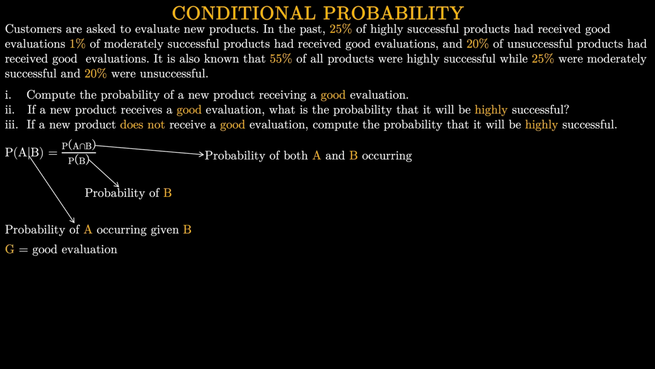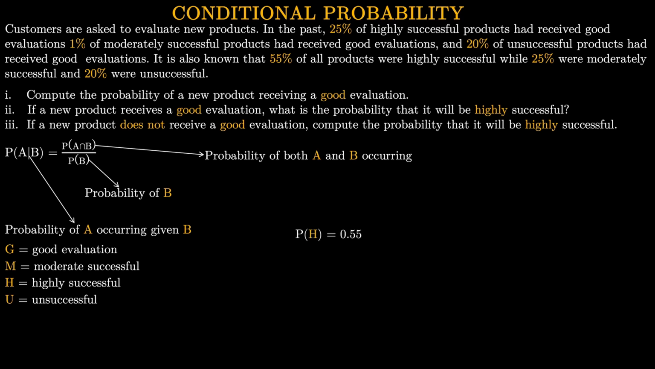Like I said, we have three types of products. I'm going to let M represent moderately successful products, H represent highly successful products, and finally U represent unsuccessful products. On the last statement, we're told that 55% of all products were highly successful, while 25% were moderately successful and 20% were unsuccessful. Let's say if someone brings you 100 products, out of those 100, 55% are going to be highly successful, 25% moderately successful, and 20% unsuccessful. So the probability of a product being highly successful is equal to 0.55.